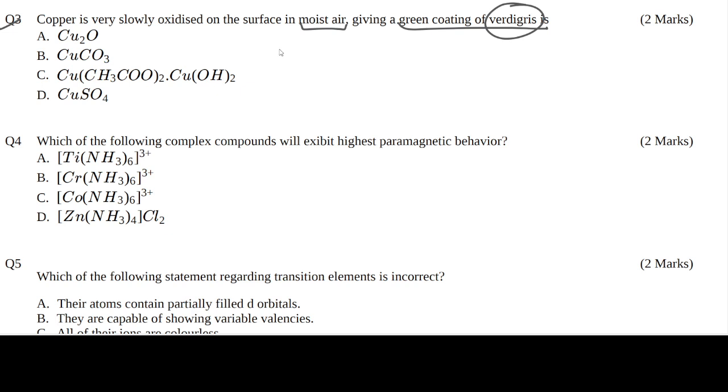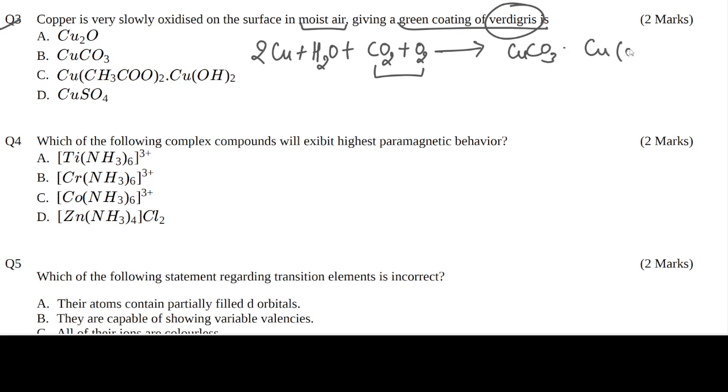Whenever we take copper substances, initially they are new, but after some time, when they react with the moist air, a green coating is formed on the surface. What kind of chemical reaction is this? Copper reacts with moist air, which contains CO2 and O2, so CuCO3 forms, and then another copper will be in the OH form.